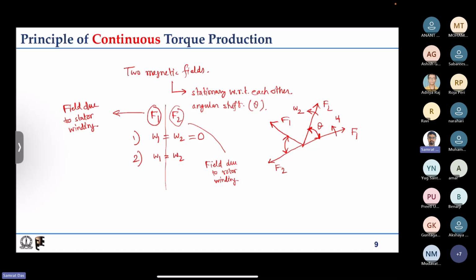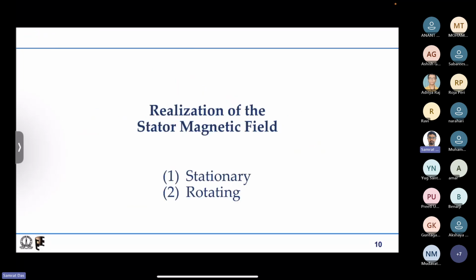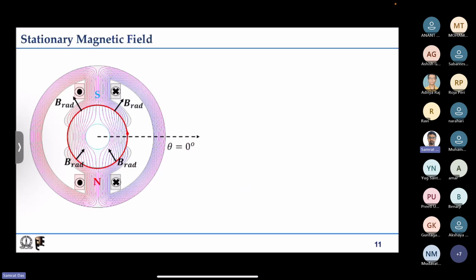So first we have to see how to produce F1, that is, how to produce the magnetic field by the stator. First we will see the simple case, how to create a stator magnetic field that is not rotating, that is omega 1 equal to 0. So that is the first case, realization of a stationary stator magnetic field. That is the simplest case.